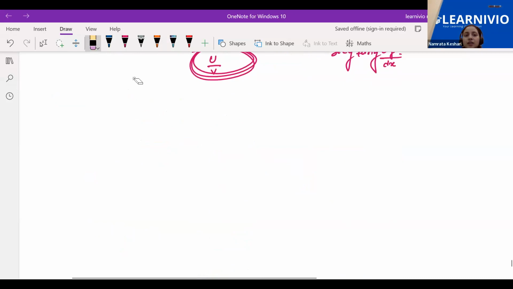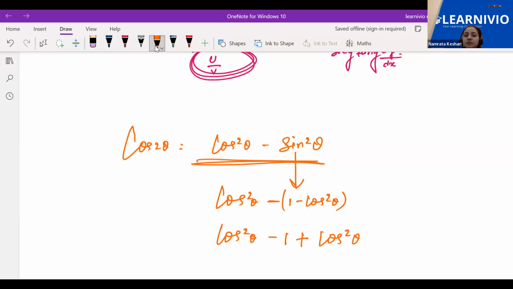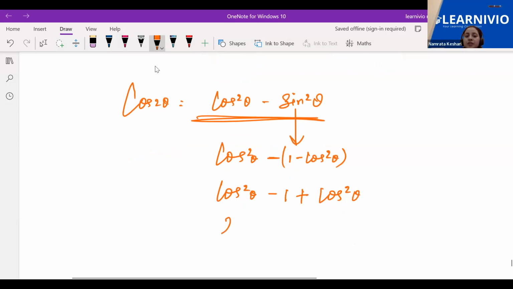Now we are saying that the cos 2 theta formula is cos square theta minus sin square theta. Do you agree with me that this formula exists? Yes or no? Here, if we convert this sine to cos, it will be 1 minus cos square theta. Cos square theta minus 1 plus cos square theta. Can you see it? 2 cos square theta minus 1 is the formula.